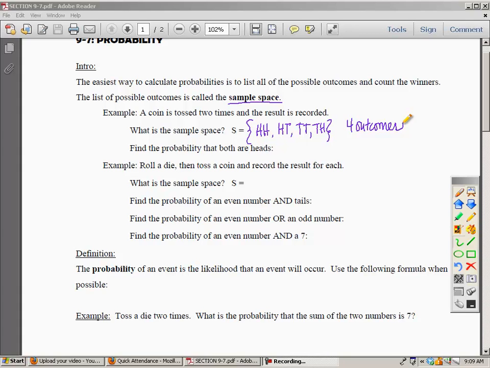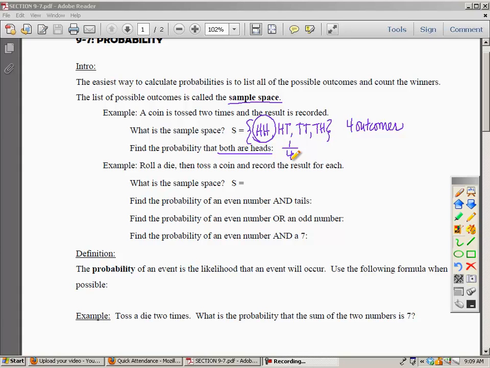Now, probability is always a fraction, and I would prefer the fraction unless they start you in decimal mode. But take a look. What is the probability that both are heads? Well, if you look, only 1 out of the 4 are both heads, so my probability is 1/4. Okay, so let's try again.